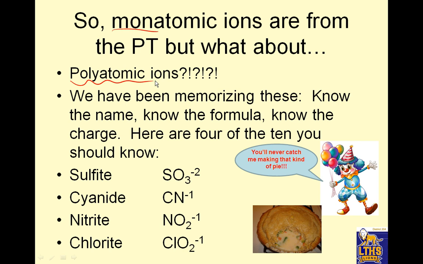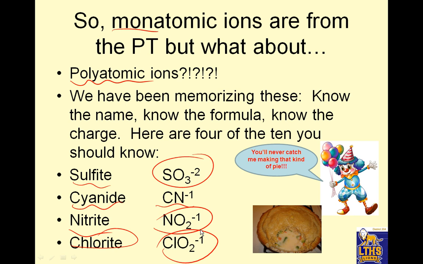Polyatomic ions are many atoms with a charge, okay? So you have to know the names, the formulas, and the charge of the polyatomic ions. These you can't look at a periodic table and get. You got to look in your brain and get them. So if I say sulfite, you say SO3 -2. Cyanide, you say CN-1. If I say nitrite, NO2 -1. Chlorite, ClO2 -1. Okay. Remember our little mnemonic.